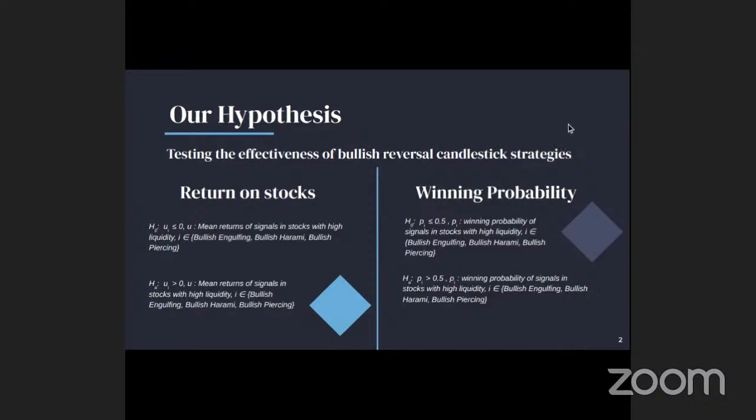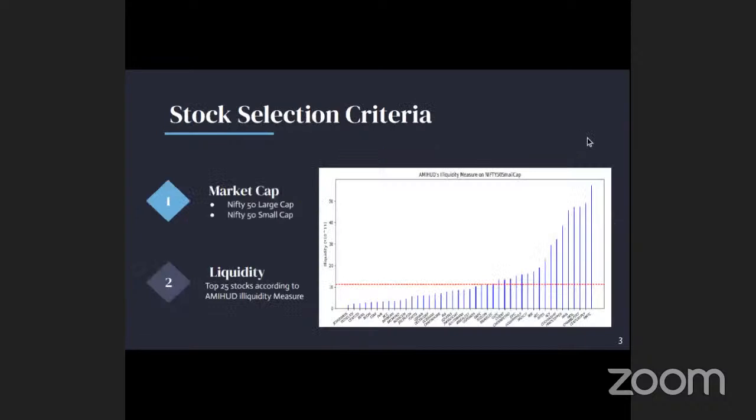So the next idea: how do we select what stocks we want to evaluate? Given the differences in market capitalization of stocks in NSE, we also decided to separate our evaluation into small cap and large cap stocks. As per our literature review, we decided upon the Amihud illiquidity measure to compare stocks and select the ones which were least illiquid in the indices. We calculated these on the basis of data from July 2018 to December 2018.